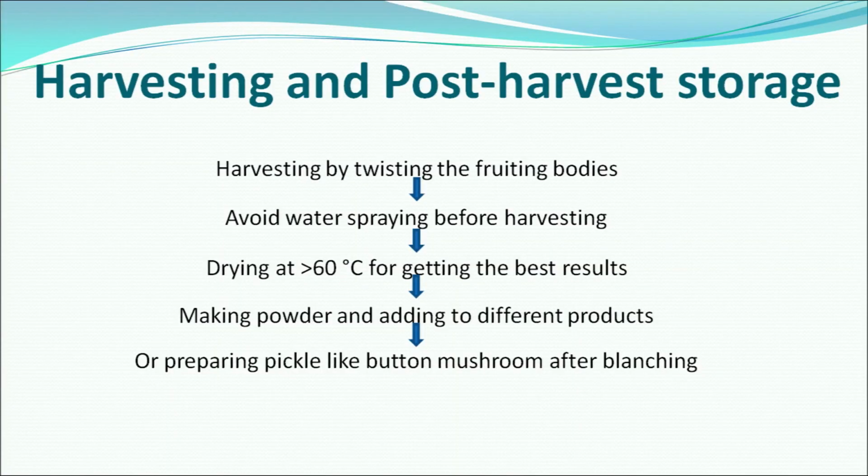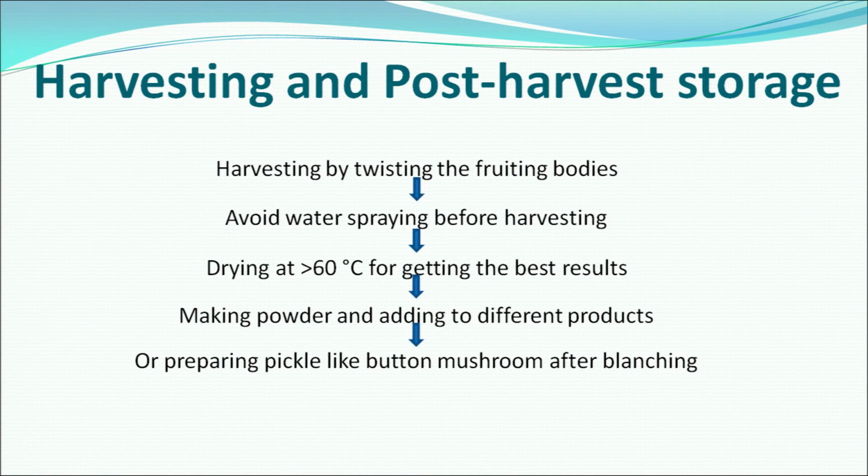Then is the harvesting and post harvest storage. If we have to get a good crop, the conditions are very important to maintain, and in conditions there are three big things. One is the temperature, another is the relative humidity, and third is the fresh air. If we are able to maintain these things at the optimum level, we will be able to get a good crop. So, harvesting has to be done by twisting the fruiting bodies, and avoid water spray before harvesting.